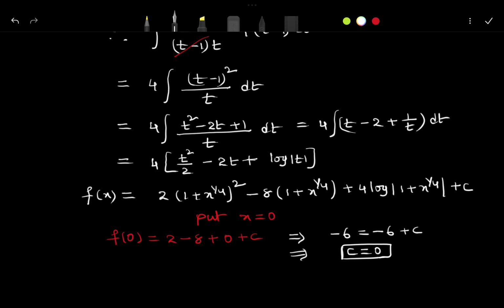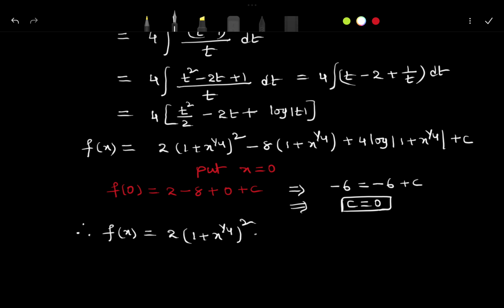Now substitute c equal to 0 in the above result for f of x. Therefore, f of x is equal to 2 into (1 plus x to the power of 1 by 4) whole square, minus 8 into (1 plus x to the power of 1 by 4), plus 4 into log of (1 plus x to the power of 1 by 4), plus c. What c value did you get?